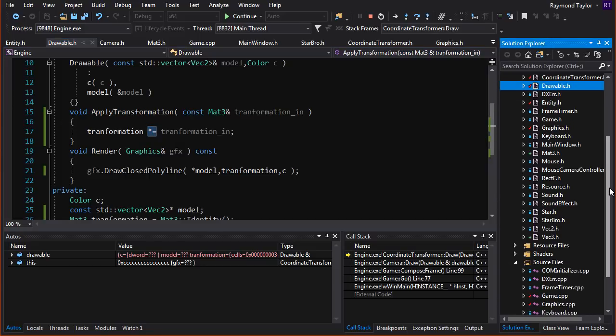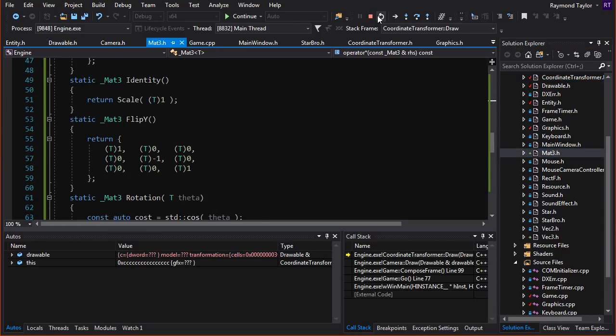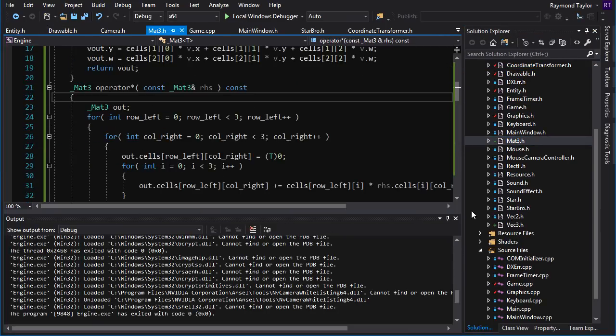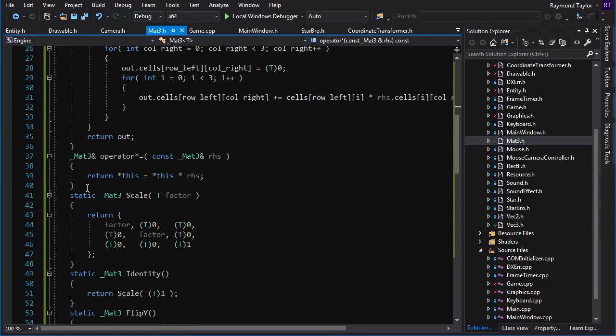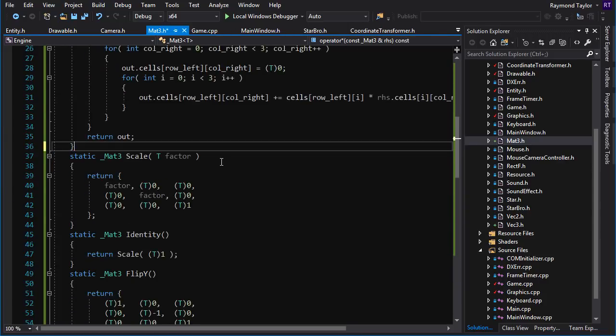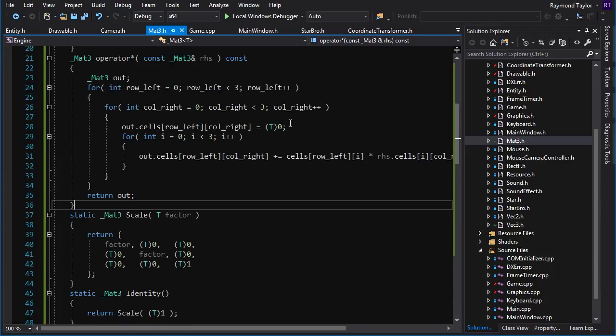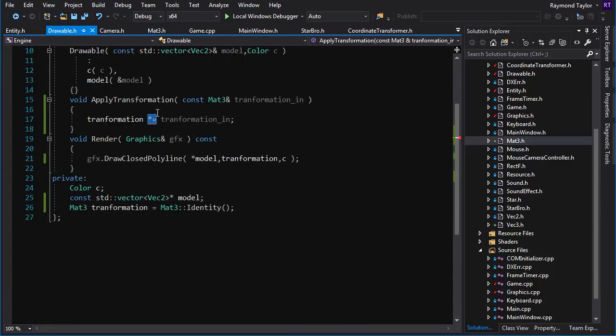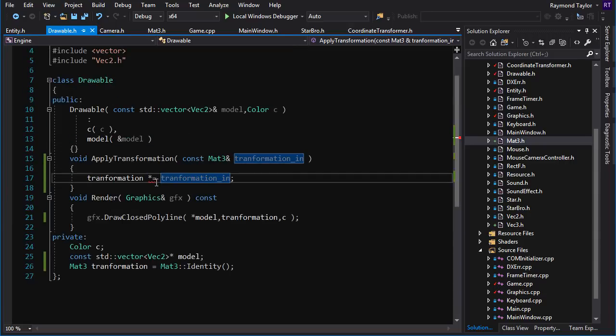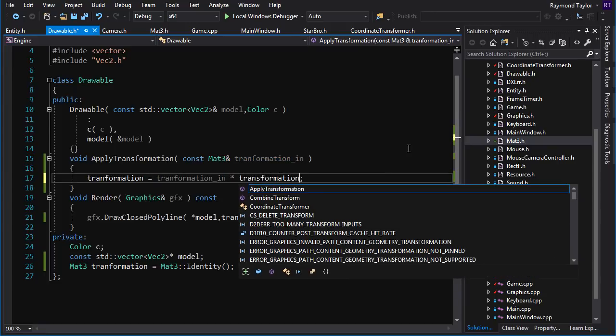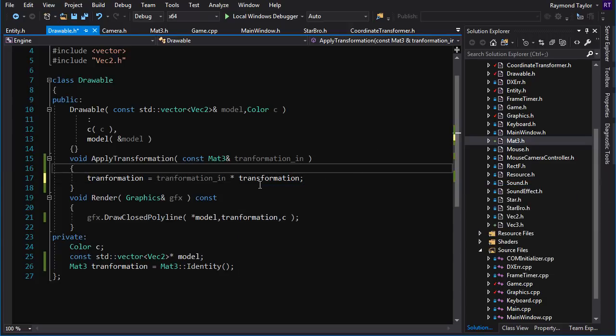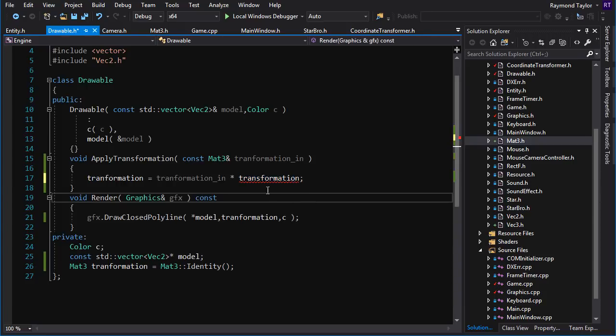It's very dangerous. So what we're going to do, to save ourselves from doing dangerous things and messing ourselves up, is remove this overload or this implementation directly from the class because it's bad. It's poisonous. We're going to go into the drawable itself and say transformation is equal to transformation in applied to transformation. So now we put the original transformation, the one that's being built up, on the right hand side, and multiply that by transformation in.